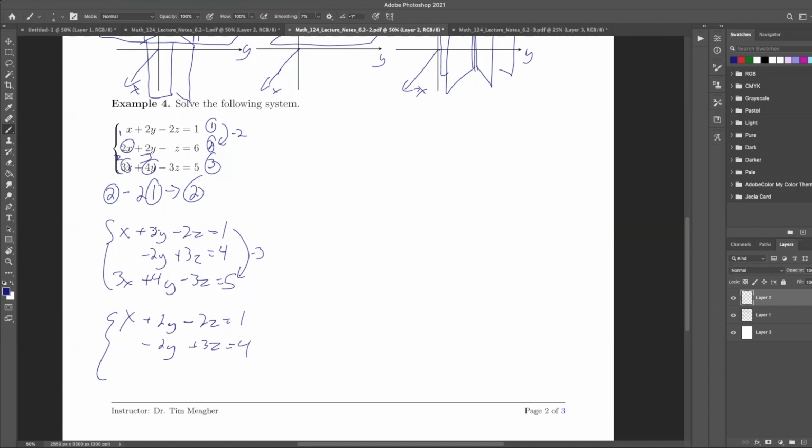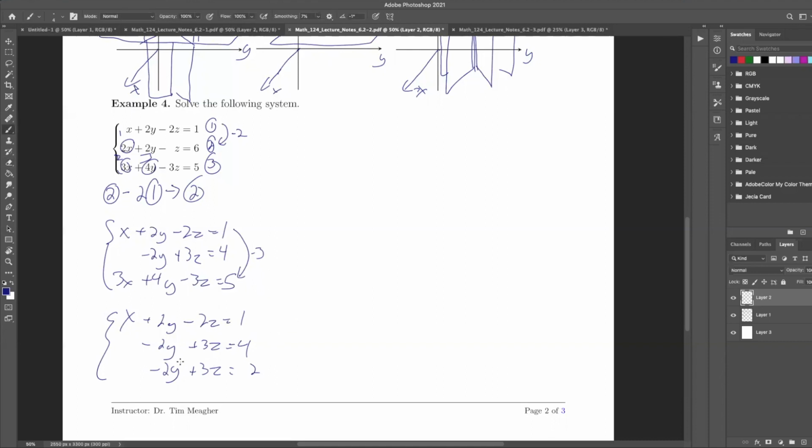-3 times this is -6. -6 plus the 4 gives me -2y. Here, this becomes +6, right? +6 minus 3 gives me +3z, and then -3 plus the 5 will give me +2. Okay.